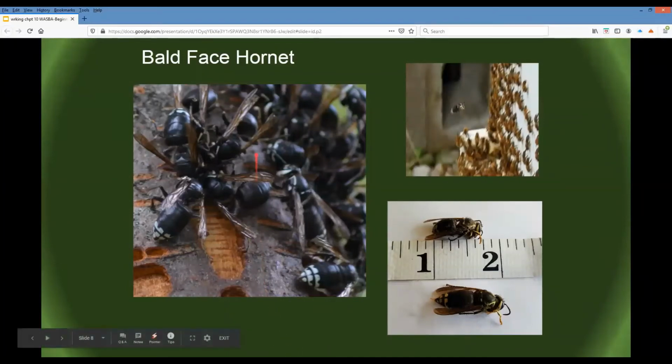It's kind of hard to tell, but there are the white markings down here, and there are some white markings here. When you see them, they definitely don't have the yellow and black stripes that we think of most of the time. And this picture over here on the right is showing a queen and a worker bald-faced hornet.